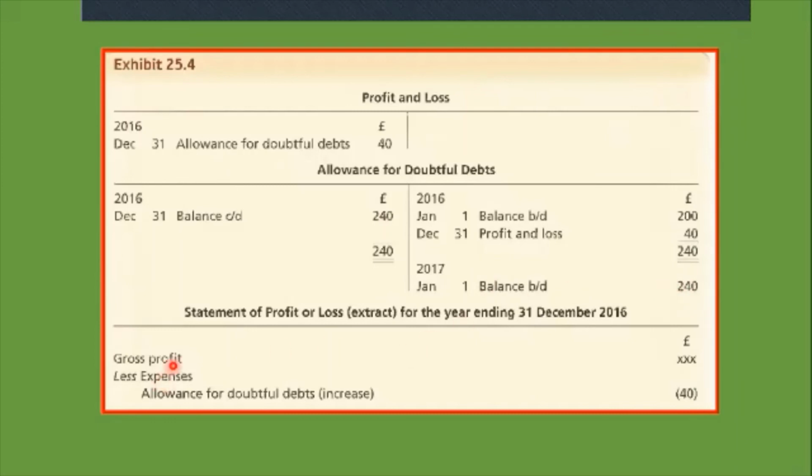Okay, so the gross profit in our income statement would be reduced by 40 only, not 240. Because the previous year we had already set aside 200 and we only set aside another 40 here. Okay, so that's how you increase the provision. Let's look at how you will decrease it.